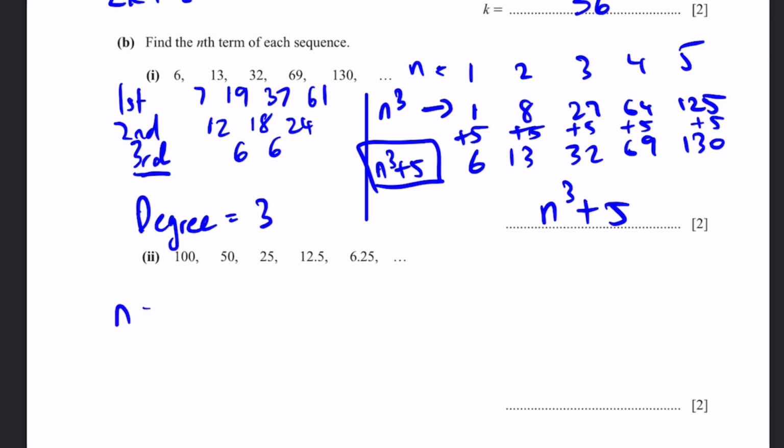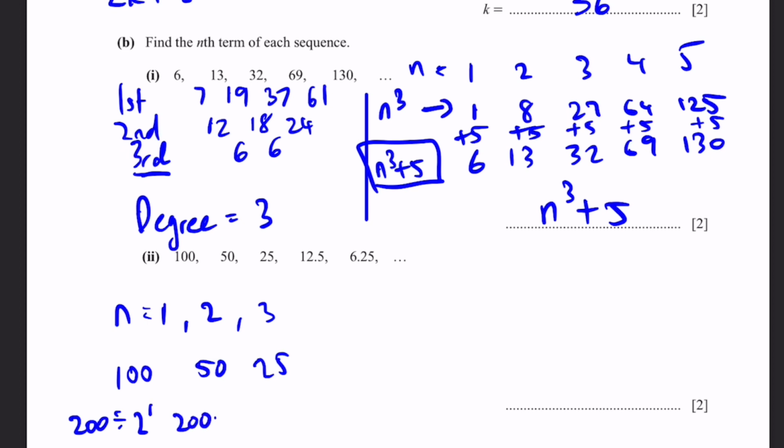So if n equals 1, then the sequence is 100. So now 2, the sequence is 50. 3, the sequence is 25. Now we're dividing 200 by 2 to the power of 1. This is 200 divided by 2 to the power of 2. This one is 200 divided by 2 to the power of 3, right? So we can realize 1, 2, 3 is coming here, so that's n.